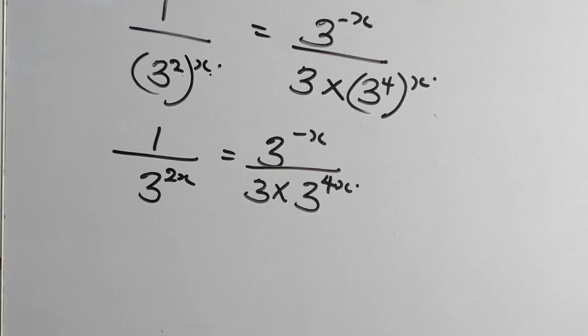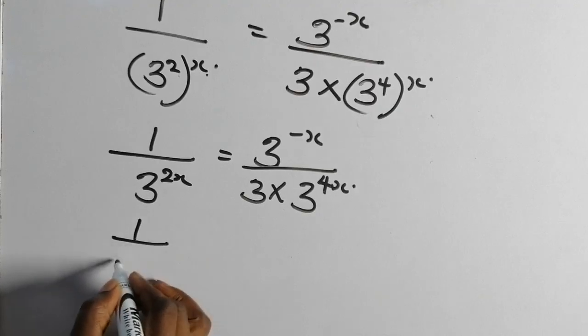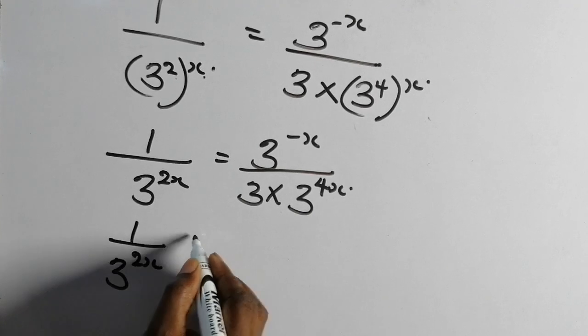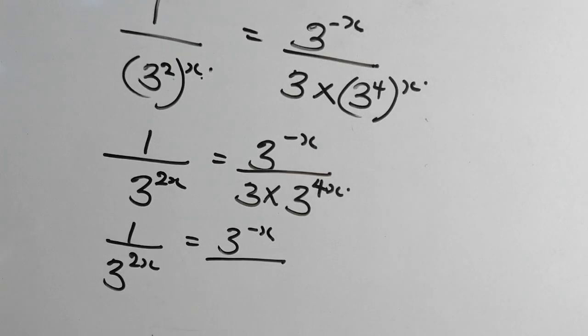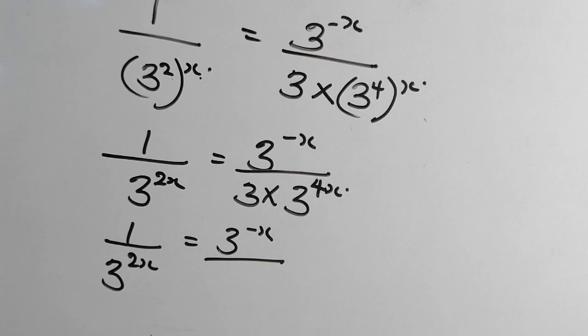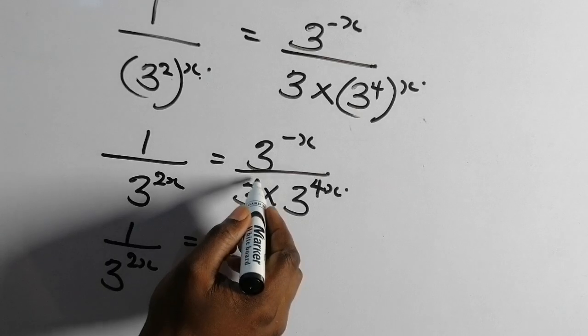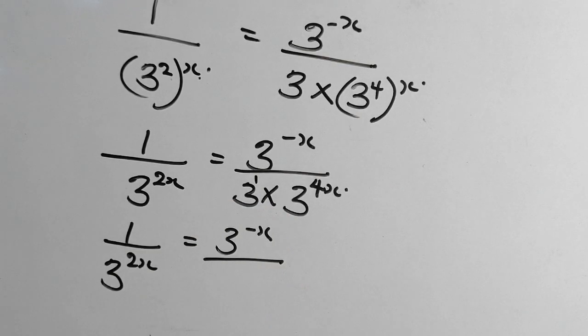So the next thing we'll do is that this one is the same thing as 3 raised to power 2x equals 3 raised to power minus x all over. Now don't forget, like I told you, any figure you see is raised to power 1. I gave an example of joy raised to power 1 is the same thing as joy. So in this case, there's a 1 here, but we don't usually add it because it's still the same value.